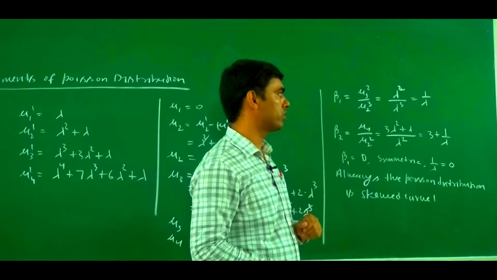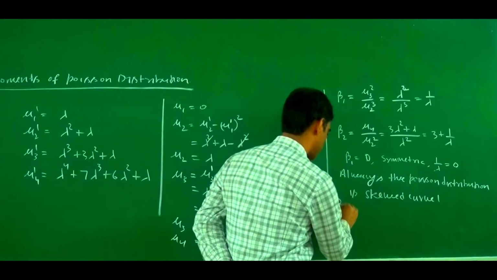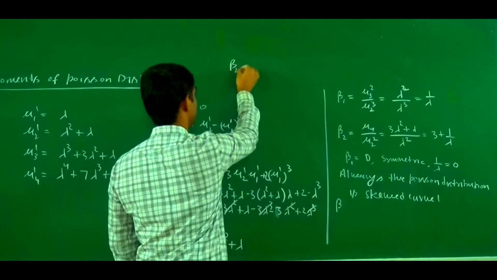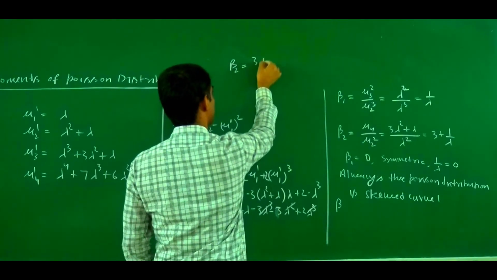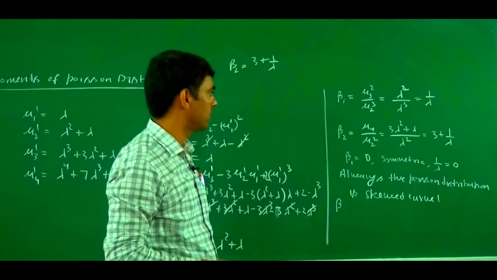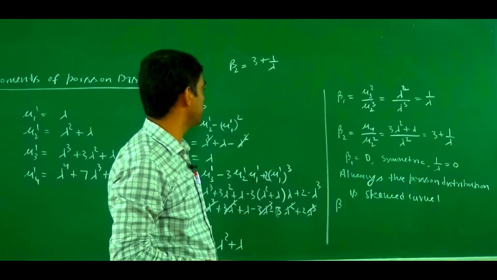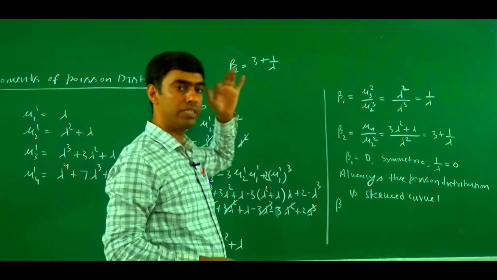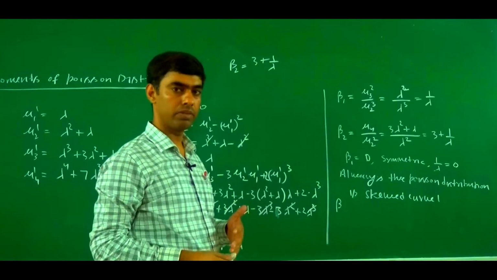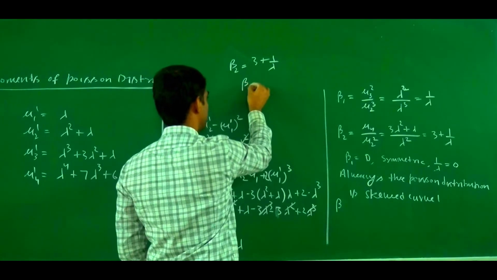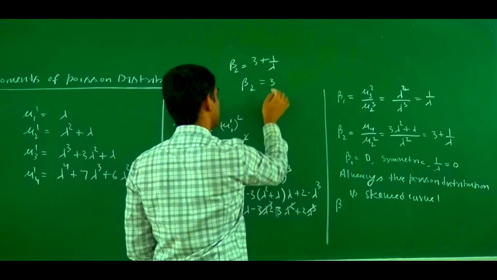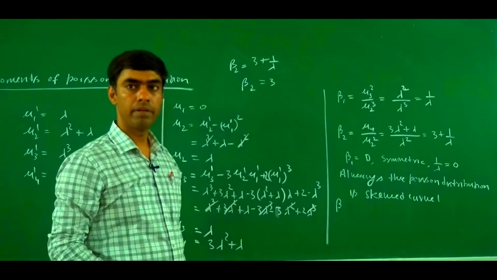Second one, beta 2 equals 3 plus 1 by lambda. And we know that if beta 2 equals 3, then basically this is a normal curve. Otherwise, if the value for beta 2 equals 3, what is the meaning of this? If beta 2 equals 3, then this is a normal curve.